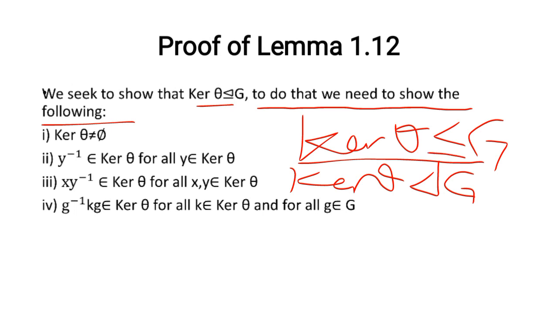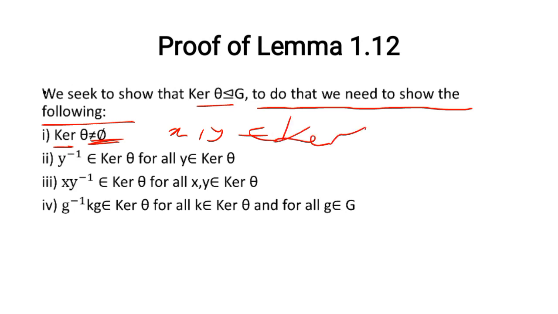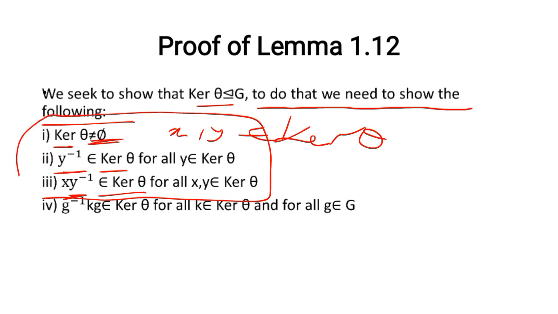Okay, so what do we need to show for something to be a subgroup? Remember, there are 3 conditions you need to prove. You need to show that it is not empty, and that thing in particular for us is the kernel of theta. And if it is not empty, we can find 2 elements, say x, y, in the kernel of theta, such that y inverse lies in the kernel of theta. The next one is that x y inverse lies in the kernel of theta. Once these 3 conditions hold, we say that the kernel of theta is a subgroup of G.